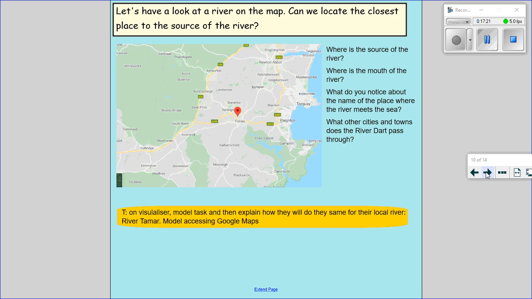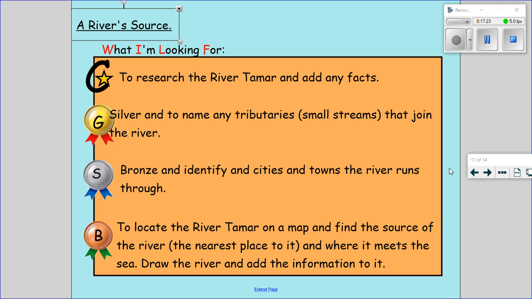So that's your task for today. So bronze, you're going to locate the River Tamar on a map, find the source of the river and where it meets the sea, and draw the river and add that information on. Silver, you're going to try and identify as many cities and towns. I wonder how many the River Tamar goes through. And gold is actually a real challenge today, to try and identify any tributaries. So they're the small streams that join the river. Perhaps draw some on and then maybe see if you can name at least one or two of those.